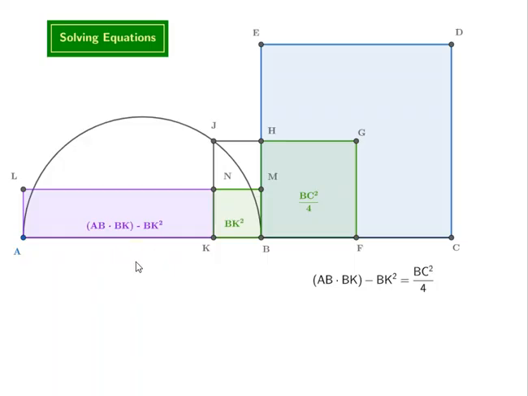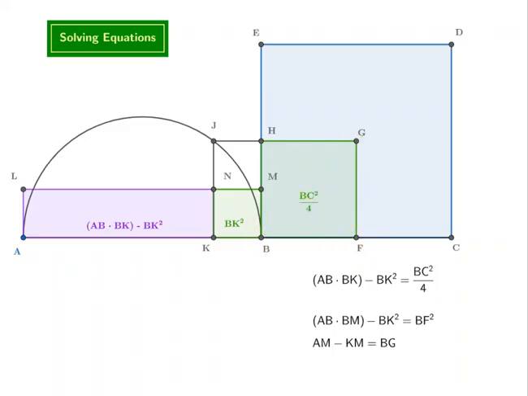So now let's see what's happening. AB times BM, BK is equal to BM because it is a square, minus BK square equal to BF square, because BC square by 4 is equal to BF square. Or in other words, we can say AB times BM is AM rectangle. So AM minus BK square, that is KM, is equal to the square on BM, that is BG.